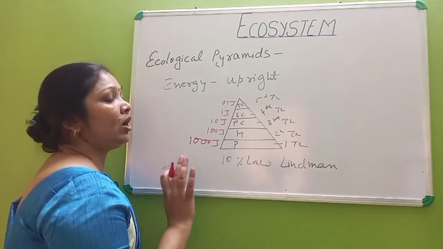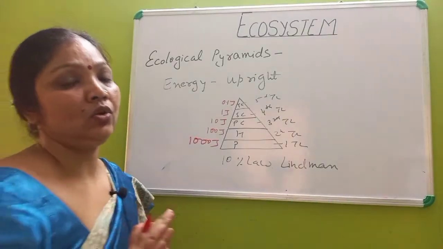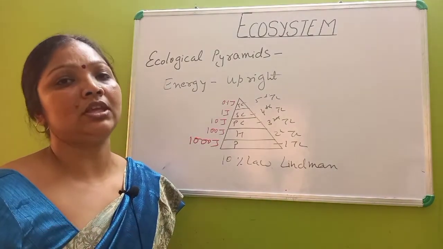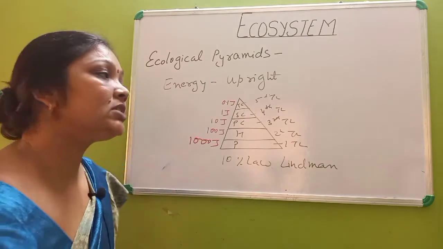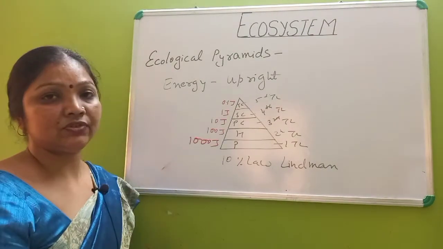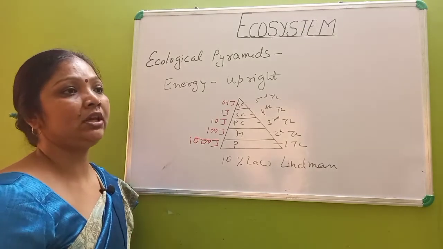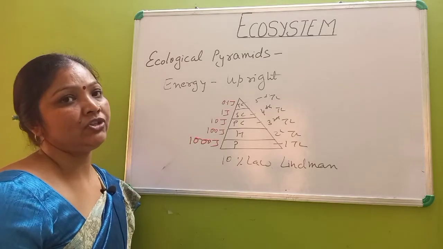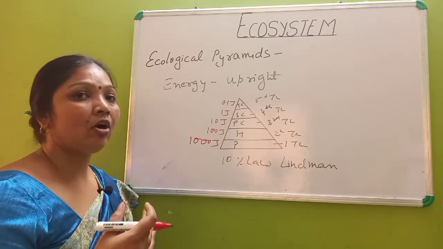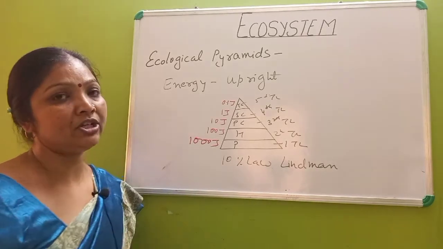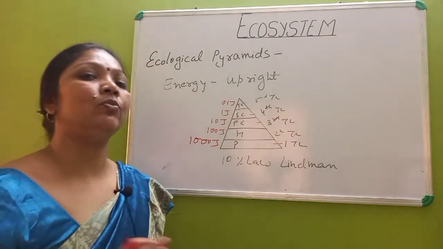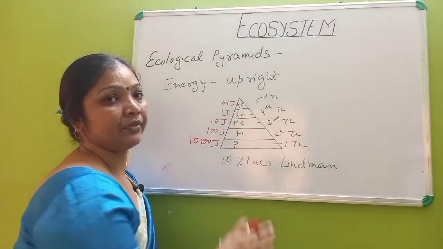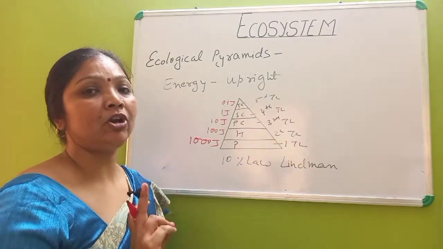So in any ecosystem, only 4 or 5 trophic levels will be present, and not more than this, and this is due to the energy transfer. Now we have studied all the 3 pyramids, that is pyramid of number, pyramid of biomass, and pyramid of energy. Pyramid of number may be upright, inverted or spindle shaped. Pyramid of biomass may be inverted or upright, but pyramid of energy is always upright.